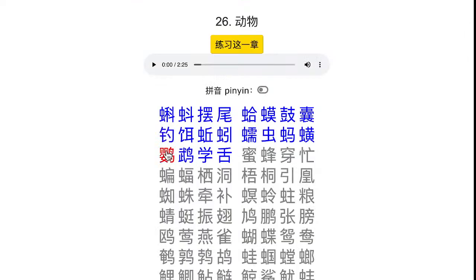So here, 鹦鹉学舌. What does that mean? The parrots, 鹦鹉, right? 学舌. 学舌 means you mimic the tongue. What do you mean? Mimic the tongue. That means mimic whatever people are saying. So 鹦鹉学舌 is actually an idiom. It's a Chinese idiom. 鹦鹉学舌.